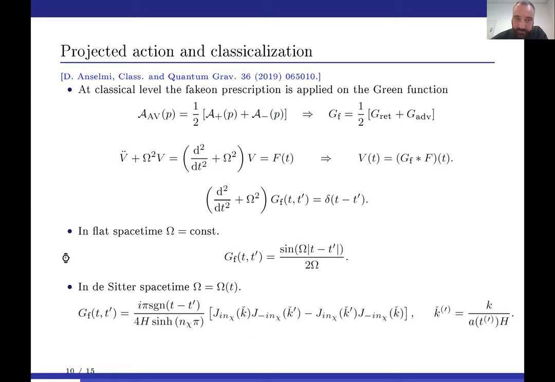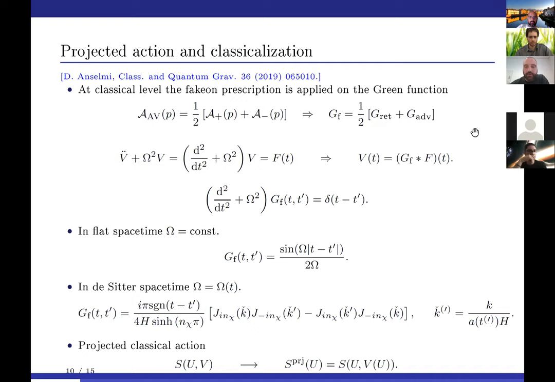So you have to work out what we call the projected action. So suppose you have an action, which depends on two fields, U and V, and suppose that V is the Fakeon field, so it's the one that you want to project away. Classically, what you have to do is solve the equation of motion in this way, put it back, and then you have what I call the projected action, which will depend on U via the solution of the equation of motion for V. But let's see in detail for cosmological perturbations.